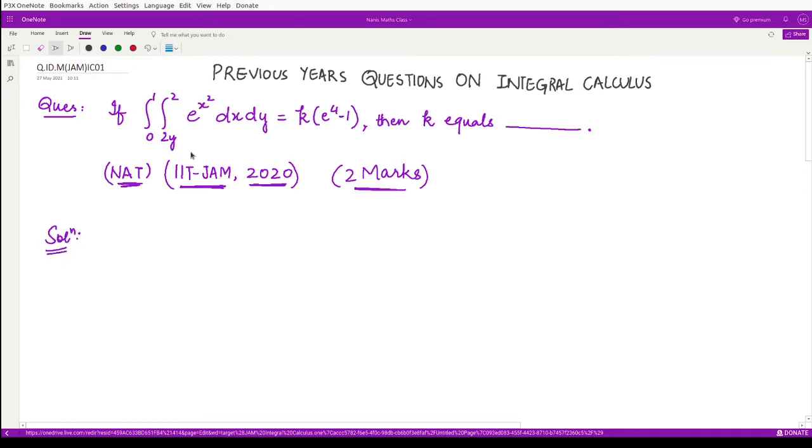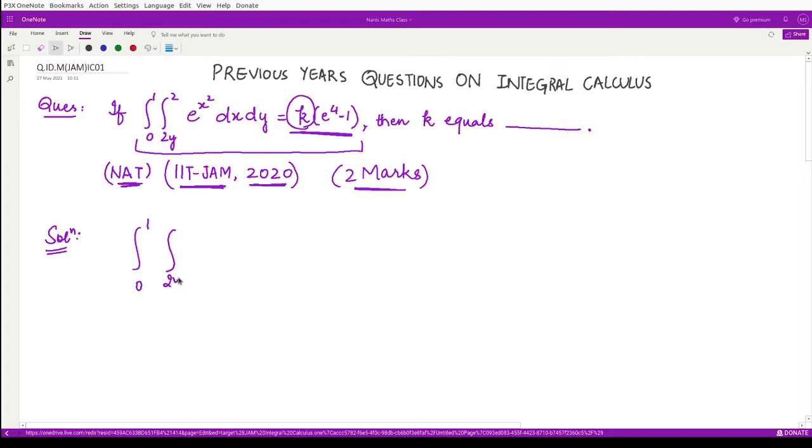Now this question says you are to solve this double integral, and the value of this double integral is given equal to this quantity, where you are to determine what is the value of this variable k here, right? So for the solution you will be saying that to perform the double integration of this particular function is very easy. So let's have a look.